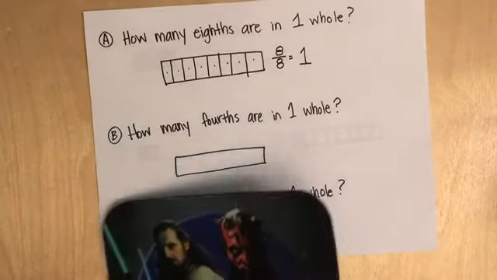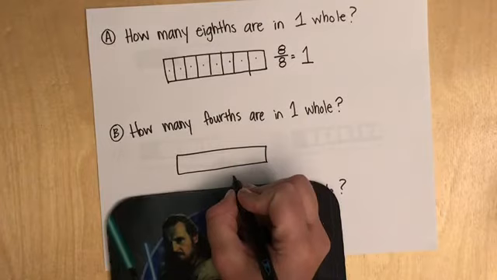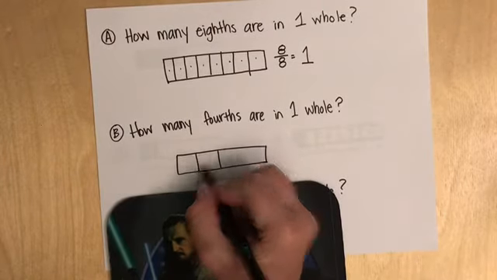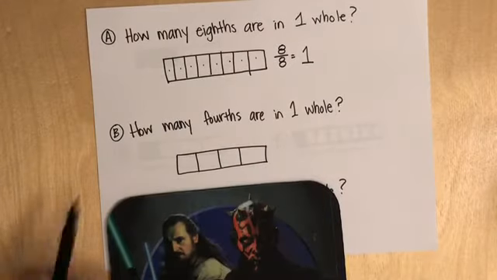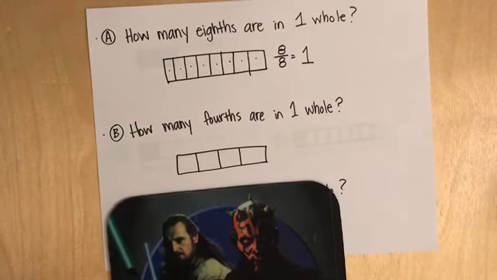Go ahead and do that again for B, but this time, how many fourths are in one whole? Go ahead and do that, press pause and press play when you're done. All right, let's see. So how many fourths are in one whole? You should have divided this up into fourths. And just as a side note, please make sure that you're writing A and B next to your work so that it's labeled, so that when I check your homework tomorrow, I know which problem is which.